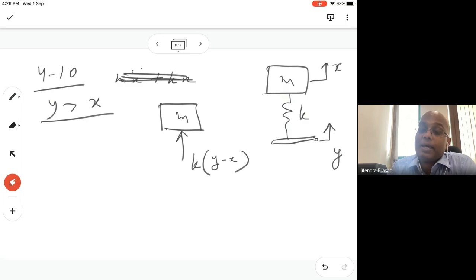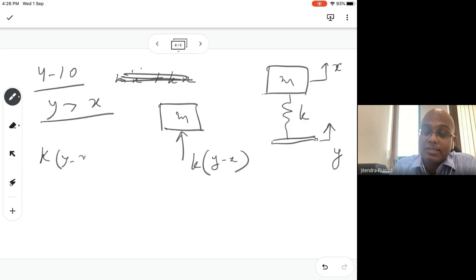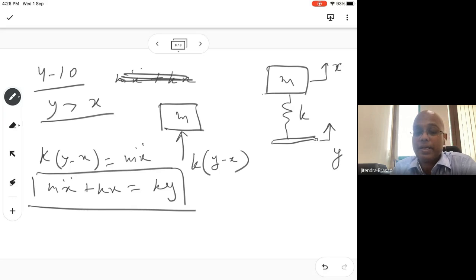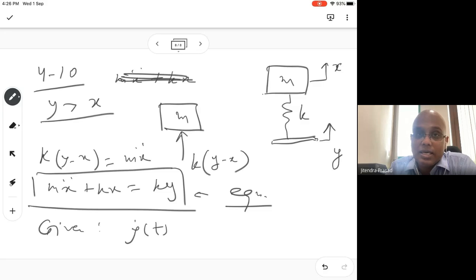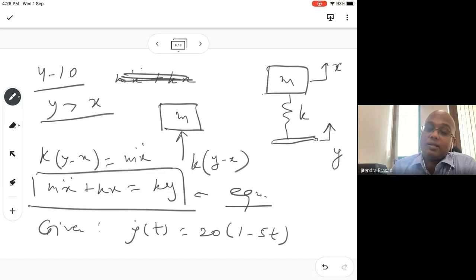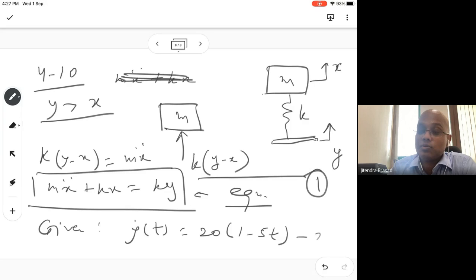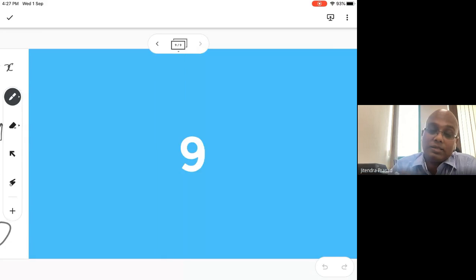This value k(y minus x) has to be equal to mx double dot. This is Newton's second law. Because of that, you get mx double dot plus kx equal to ky. This is the governing equation. Coming back to the question, what is given is y dot t is equal to 20(1 minus 5t). Let's say this is equation number 1 and this is 2.